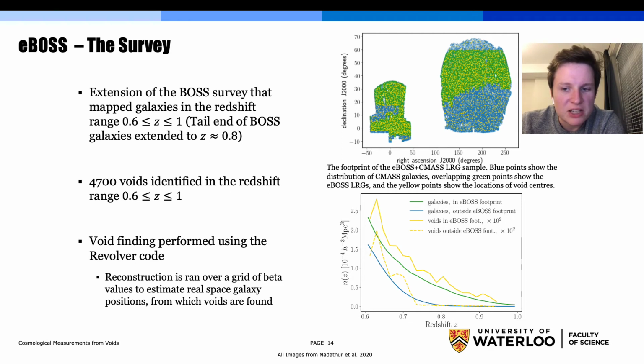Once void finding has been run, we can take our void centers and correlate their positions with redshift-space galaxies in order to build a redshift-space void-galaxy correlation function. We can also use the reconstructed galaxy positions and do a correlation of the void centers with these reconstructed galaxy positions in order to get an estimate of the real-space cross-correlation function.